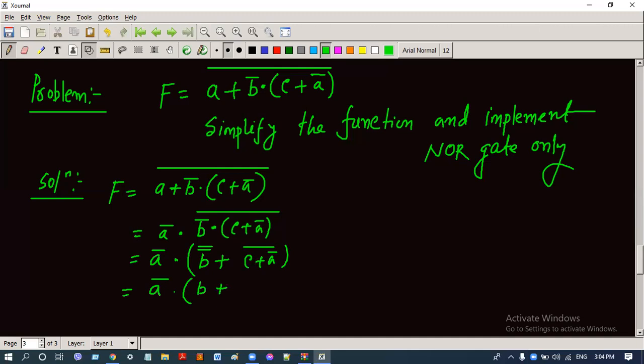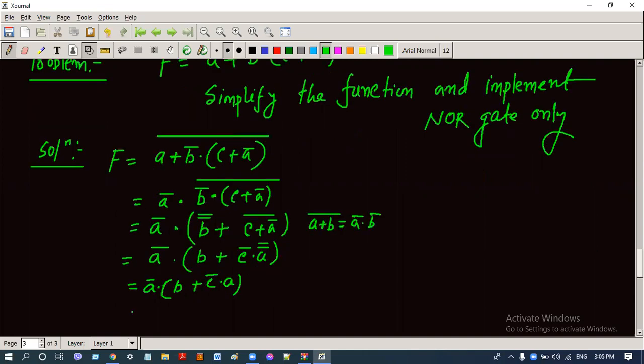These logic functions will be converted by the dot functions, because in accordance with the De Morgan first theorem, we know that (a plus b) whole complement is equals to a complement dot b complement. So (c plus a complement) whole complement is equals to c complement dot a double complement is equals to c complement dot a. So a complement dot b plus c complement dot a double complement is equals to a.